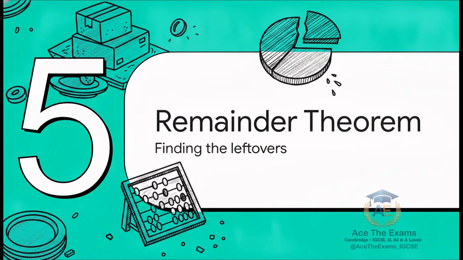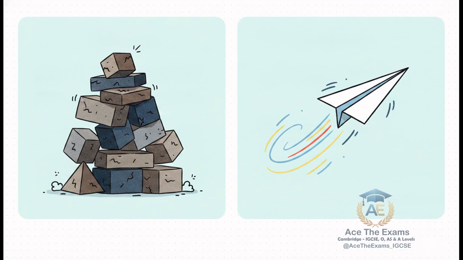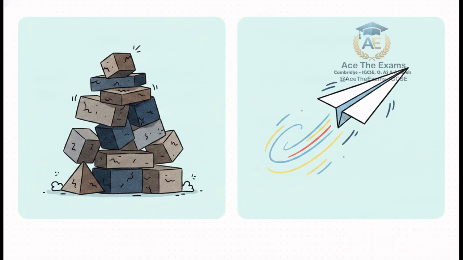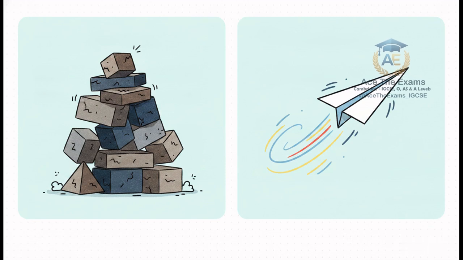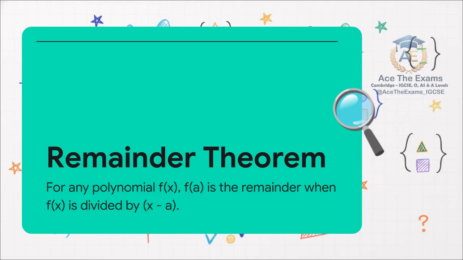Finding the leftovers. Look at this side by side. If you contrast the heavy lifting of traditional long division on the left, full of brackets, cascading subtractions, and endless chances to make a careless error, against our next shortcut on the right, well, the winner is incredibly obvious, isn't it? What's really cool is how the remainder theorem just naturally generalizes our last rule.